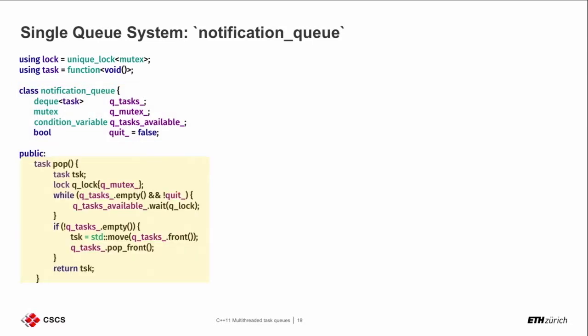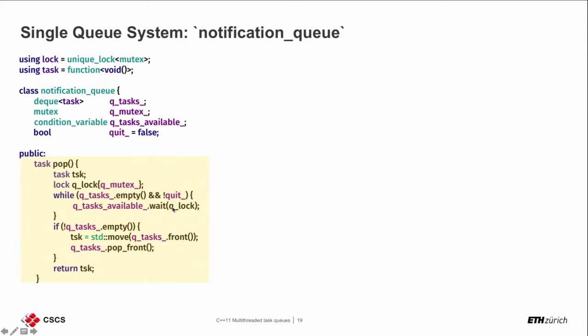Okay, so we have two main functions in our notification queue, a pop and a push. And this is how pop is implemented. The first thing we want to do is lock our mutex because we want to access our shared variable, the deque. And then, if there are tasks in the queue, we want to get a task and execute it. But if there are no tasks, then we want to wait until there are tasks. And this is what happens here. The condition variable calls the wait method, and it waits on this queue lock.